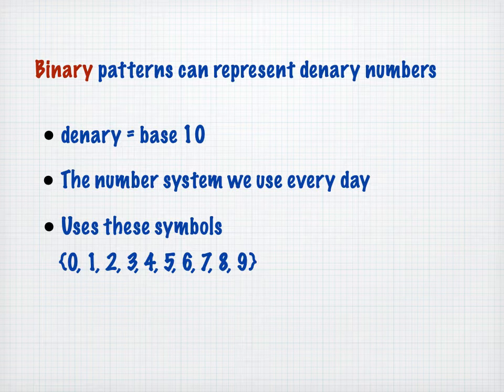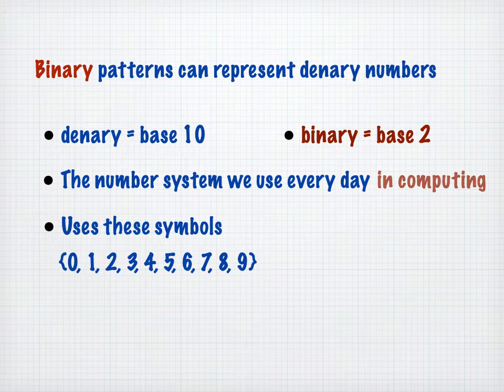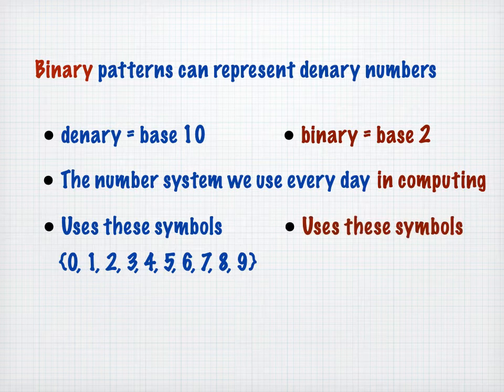Well, binary is base 2. So denary is base 10, binary is base 2, and that means that instead of having all of those particular symbols, we can only use 2 symbols, 0 and 1. So you can see it naturally fits in with computing, because computing can store 0 and 1 values.